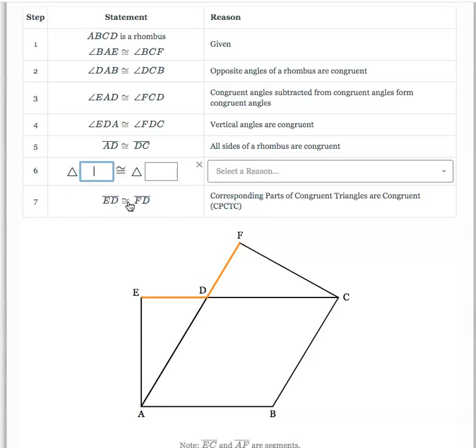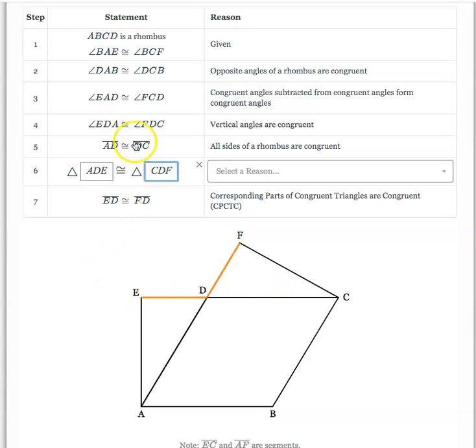So one of them is going to be ADE. Type that in there. And the other one will be CDF. I do need to put those in the correct order so that I have the corresponding parts identified. Now we need to come up with a reason. Why are these two triangles congruent?